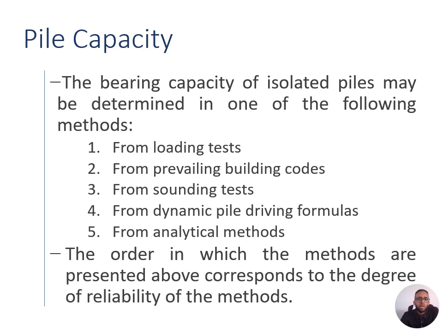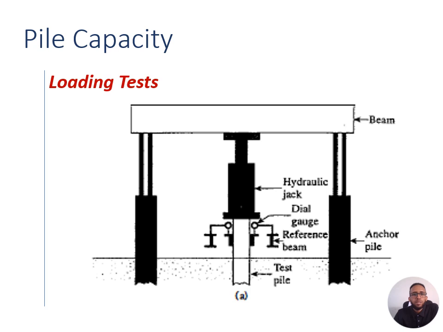So building codes also provide guidelines and recommendations for estimating pile capacity. So from the lists, as you can see in the above slide, the most crucial and appropriate way of determining the load bearing capacity is by using loading test, which is the approach number 1. Determining the bearing capacity of piles is a critical aspect of foundation design. One of the most reliable methods, obviously, is the full-scale loading test.